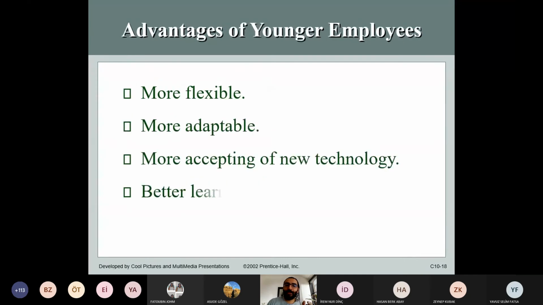But younger employees, right? What are the advantages of having a younger employee? They are more flexible, more adaptable to changes, to technology, right? Expecting new technology, better learning skills. Maybe you cannot teach some older workers how to use a computer program, but with a younger employee, you don't need to care about it. He can learn very easily. But yeah, younger people may have more tendency to quit, and may be less committed to the company, right?